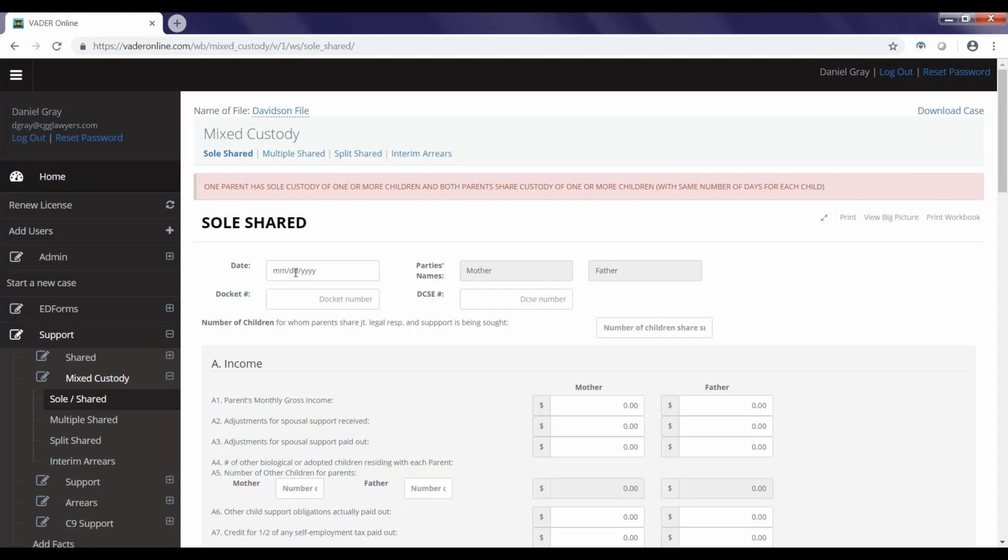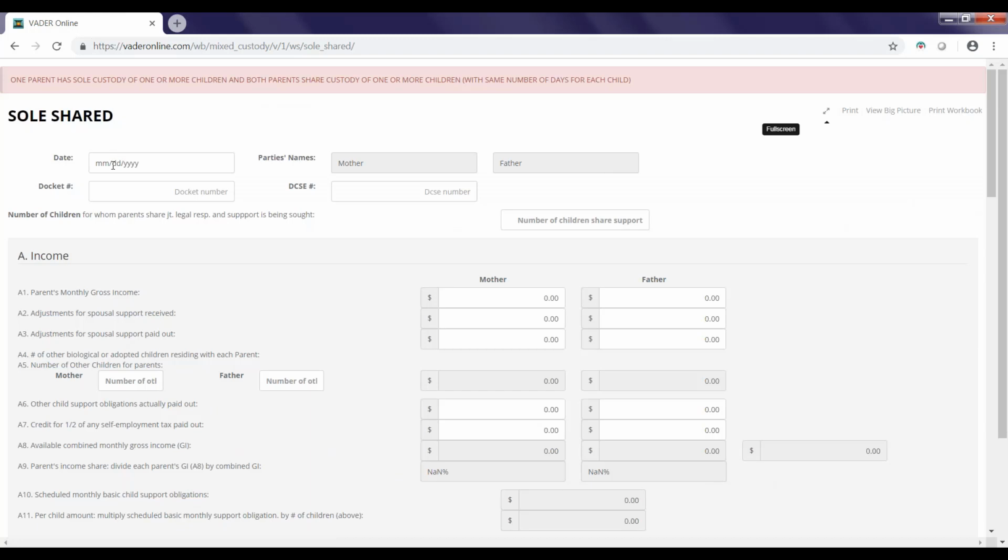So how does this work in reality? Well, let's enlarge our screen so we can see what we're doing a little bit better. I'm going to go ahead and fill in the fields just to get in the habit of doing that. You can see the parties' names, again, defaulted to mother and father. And for our docket number, I'm just going to add in a fake case number. If you have a DCSE, Division of Child Support Enforcement matter going as well, you can also enter the DCSE case number.